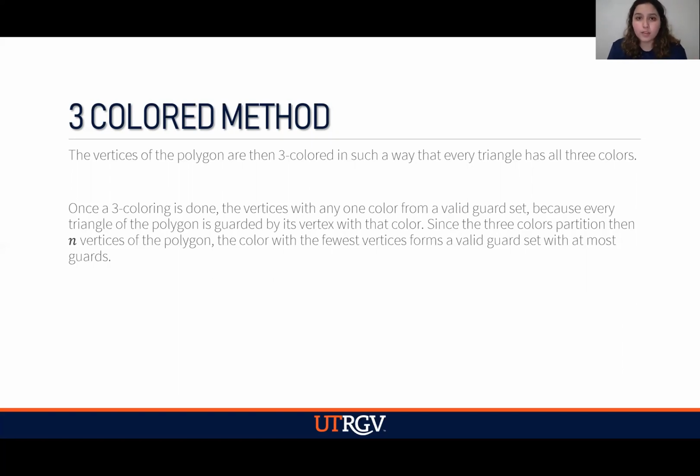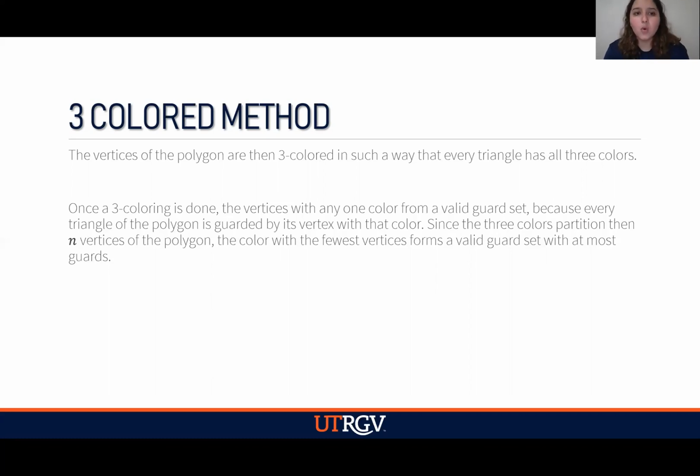Once we did the triangulation, we're going to go with the next step, which is the 3-coloring method. The vertices of the polygon are then 3-colored in such a way that every triangle has all 3 colors. Once a 3-coloring is done, the vertices with any one color form a valid guard set, because every triangle of the polygon is guarded by its vertex with that color. Since the 3 colors partition the n vertices of the polygon, the color with the fewest vertices forms a valid guard set with at most n divided by 3 guards.